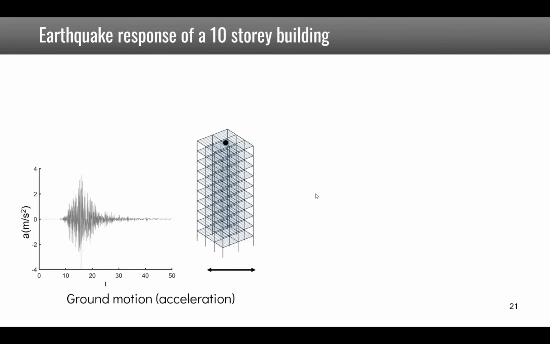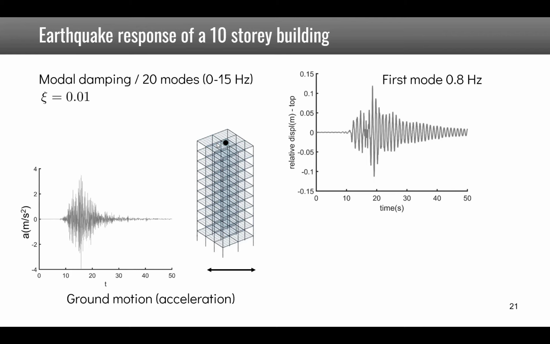In the example of the 10-story building here, we see that there is a ground acceleration. This is the Santa Cruz earthquake example, where ground acceleration is imposed at the base of the building, and we are looking at the displacement at the top. We are using 20 modes in the frequency band between 0 and 15 Hz, and each of them is assumed to have a damping of 1%. This is then the response, the relative displacement at the top of the building, between this point and the base, as a function of time.